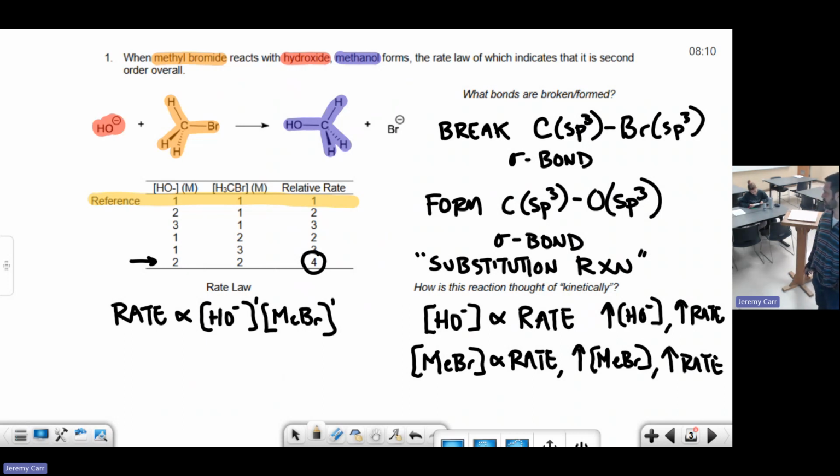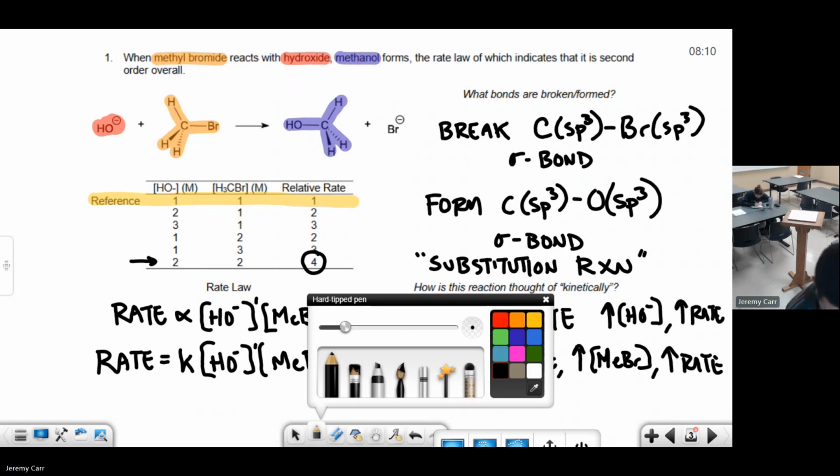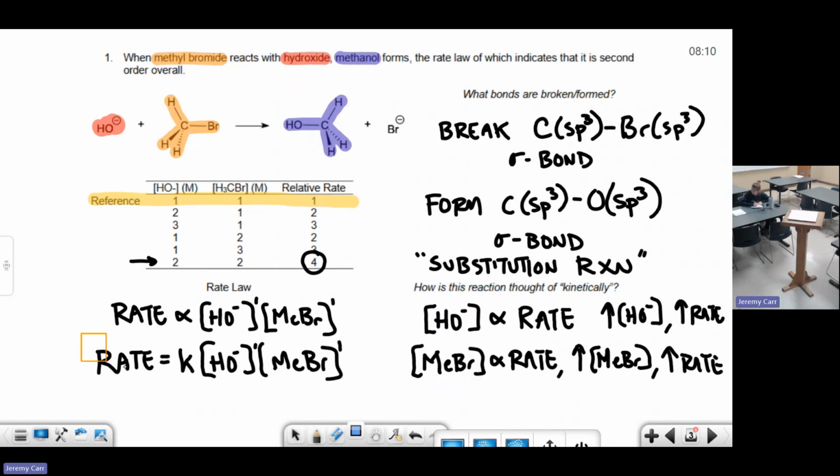And so what does that practically mean here? Well, it's telling you that this is a second order process overall. Practically what that means is that for this chemical reaction to proceed, hydroxide has to bump into methyl bromide. Now, this isn't the complete rate law. The actual complete rate law is going to include a constant. So we'll put the actual final rate law for this chemical reaction. And this is what is going to describe this particular chemical reaction right here. This is the rate law.